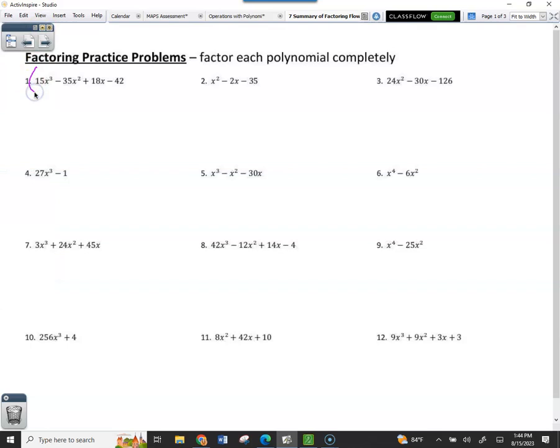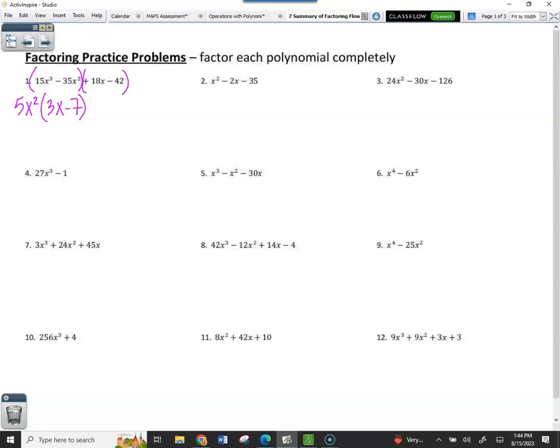So if you group it, then it's like selective hearing. You're selectively only focusing on the first 2 terms. You're saying what GCF do they have in common, and you write it in the front. So 15x cubed minus 35x squared have what in common? 5x squared. Then you put parentheses and write what would be left if you factored that out by division. You'd be left with 3x minus 7.